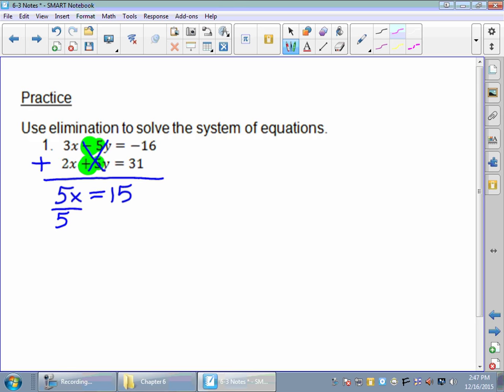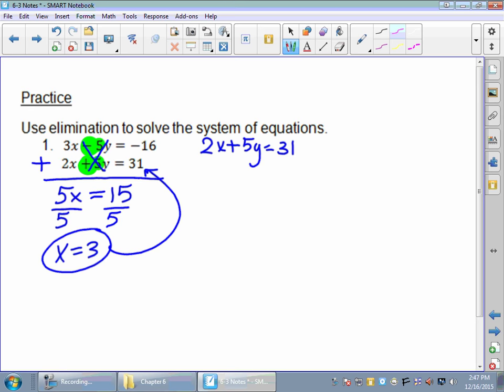We're going to divide each side by 5. x is equal to 3. We're not finished. Now that we have one of the variables, we can plug it into one of the original equations. It does not matter which one we use. And so I'm just going to take this bottom one right here: 2x plus 5y equals 31. I'm going to replace x, or substitute x, with 3.